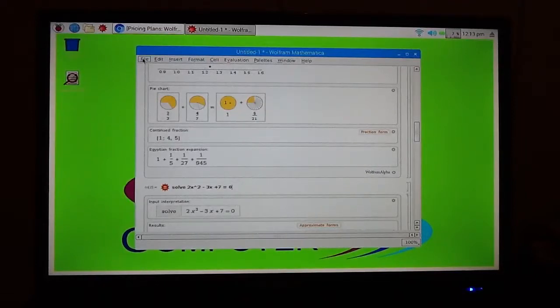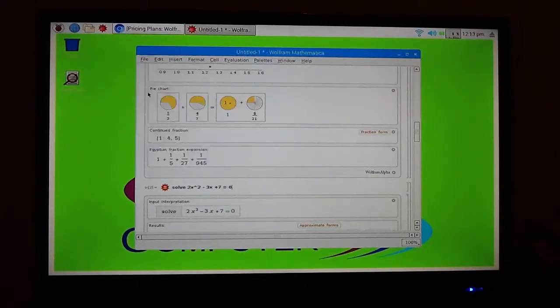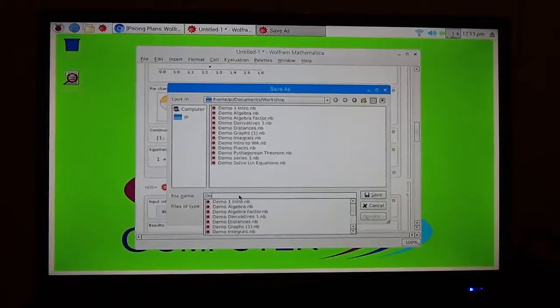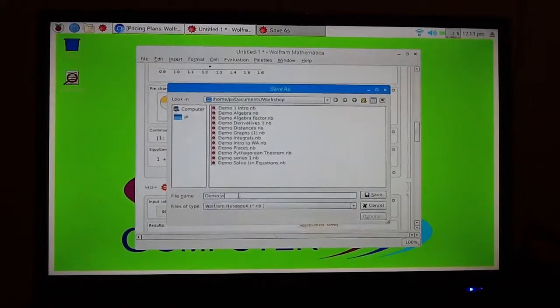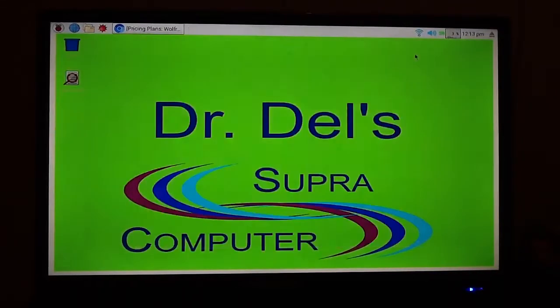And in fact, I can come up here where it says File, and I can say Save As. And now I've got a whole bunch of things that I've saved, and I'm going to give it a name. I'm going to call this the demo webinar, or I'll just call it a workshop. I'll call it webinar. Doesn't matter. Call it anything you want. The demo webinar. Save. Okay, now I saved it. Now I'm going to stop it.